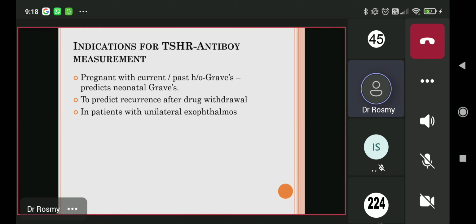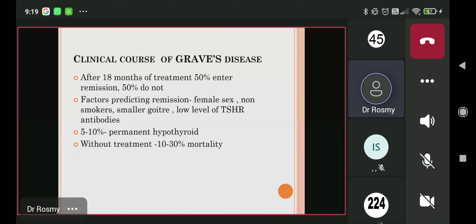Then there is something called ophthalmopathy. In Graves disease, both the eyes will be affected together. But if somebody has a unilateral or a single eye being affected, then also you are supposed to do a TSH receptor antibody. So what will happen? What is the clinical course? It was already told, but I will reinforce कि for Graves, the treatment is of a long duration.